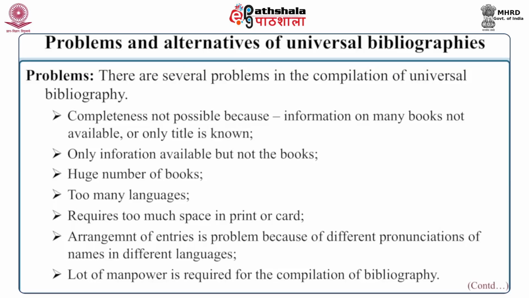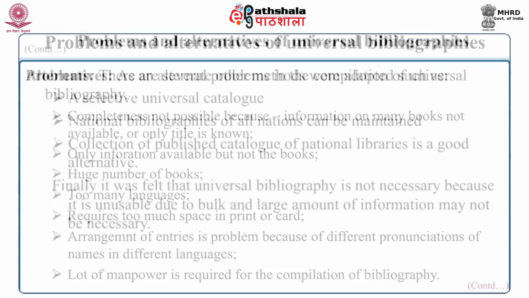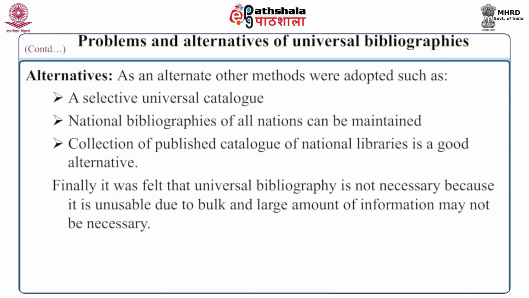So instead of preparing a universal bibliography, certain alternate methods were suggested. The best method is having each nation have its own bibliography, and if all these national bibliographies are compiled together, it becomes the universal bibliography. Or a selective universal bibliography, for example, on a particular subject, maybe food and nutrition or aeronautics, taking a particular subject and preparing a universal bibliography. Even that is difficult, but still some attempts can be made. So finally it was felt that universal bibliography is not necessary because it is unusable due to bulk, and a large amount of information may not be necessary.